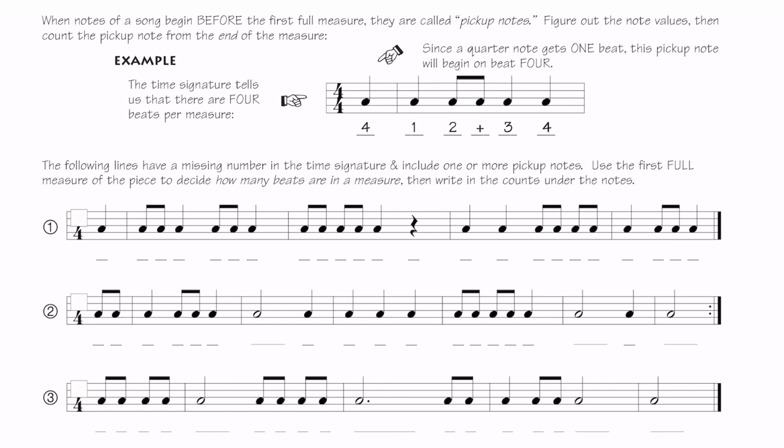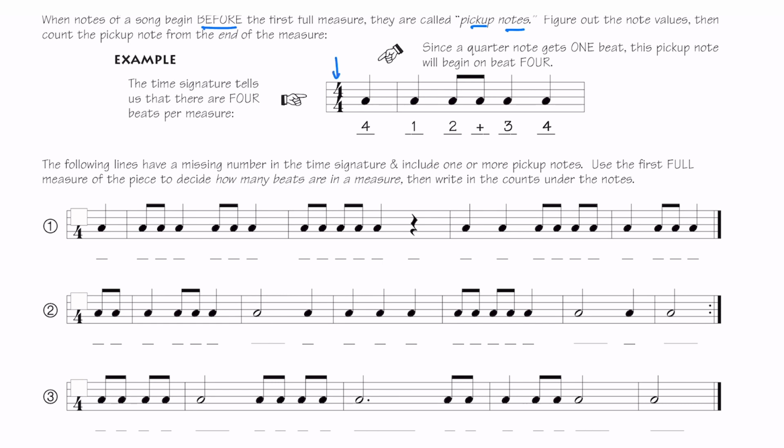Now, whenever a note in a song begins before the first full measure, it's called a pickup note, and we figure out the note values based off of the duration of the note. So in this example, I have a 4/4 time signature, meaning there are 4 beats in the measure. So this is only 1 quarter note before the bar line. 1 quarter note is 1 count, so I know that I have to start on the last count of the measure, on count 4. If I had 2 quarter notes, I would start on count 3. If I had 3 quarter notes, I would start on count 2.